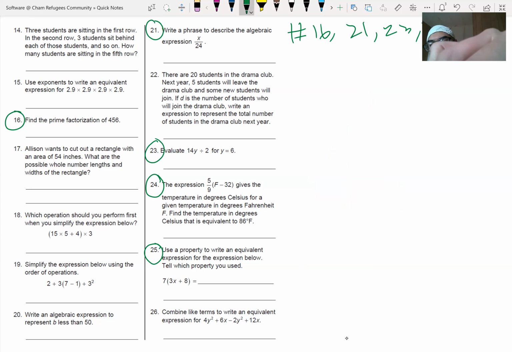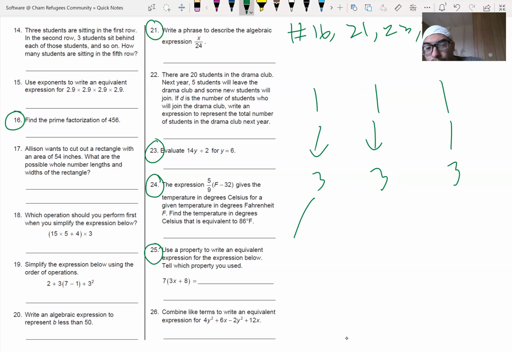So you have 1 student, 1 student, and 1 student. Each of these ones have 3 behind them. So this one has 3 students behind them. This one has 3 students behind them. And then this one has 3 students behind them. And then each of those 3 have another 3 that's behind them, right? So another 3 would be like this. So this would be 3, 3, 3, 3, 3, 3, and 3, 3, 3.